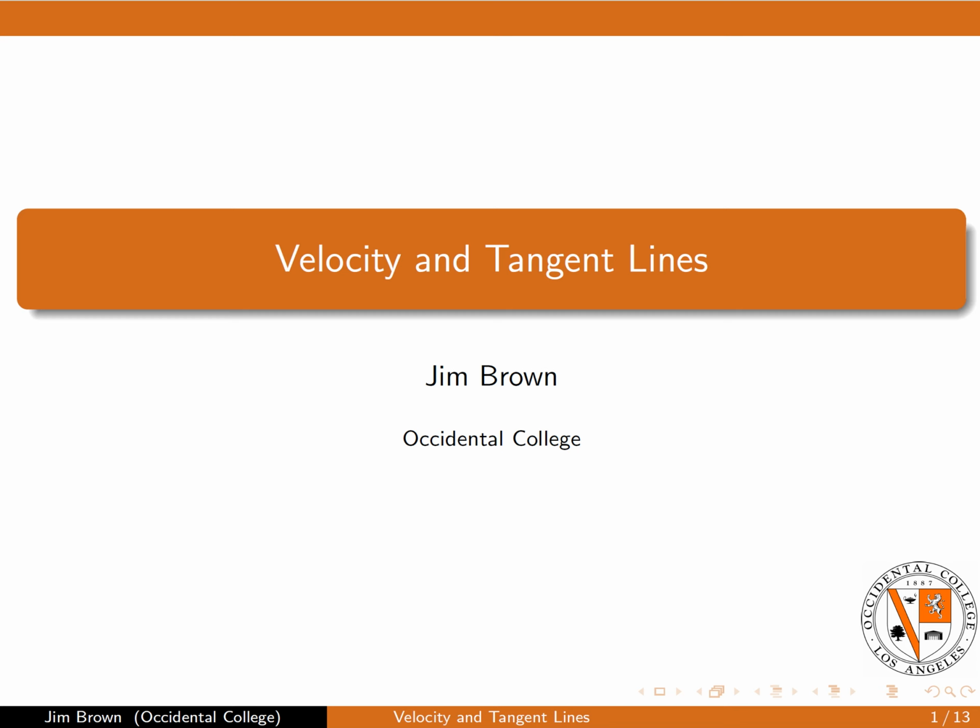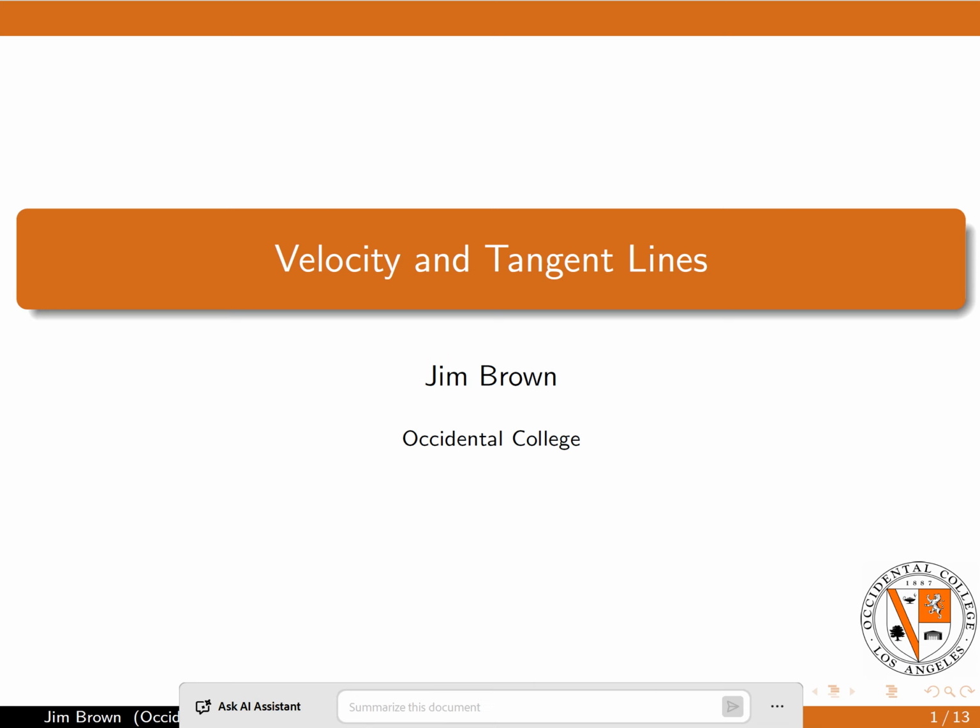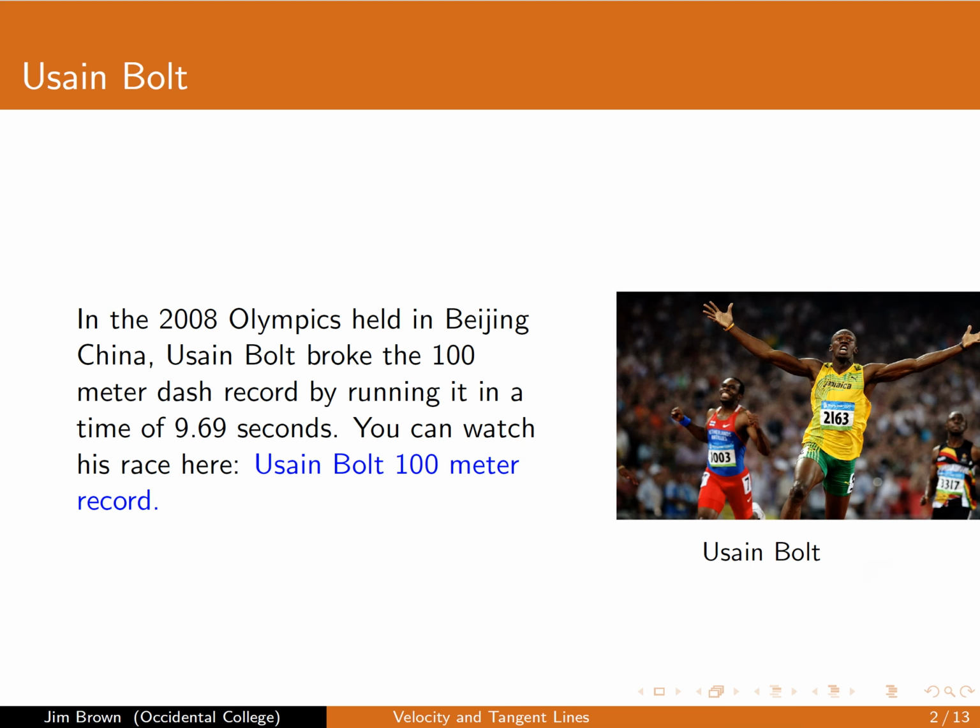In this flipped class video, we're going to talk about velocity and its relation to tangent lines. So let's start with a practical example here. In the 2008 Olympics held in Beijing, China, Usain Bolt broke the 100-meter dash record. So here's a picture of him crossing the finish line.